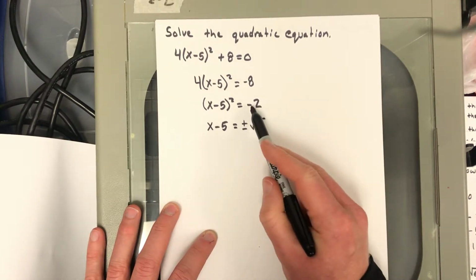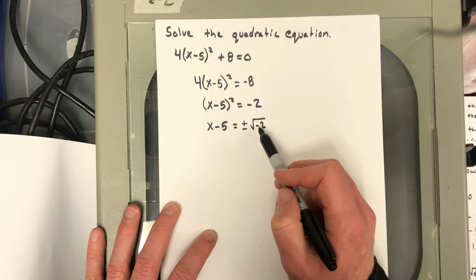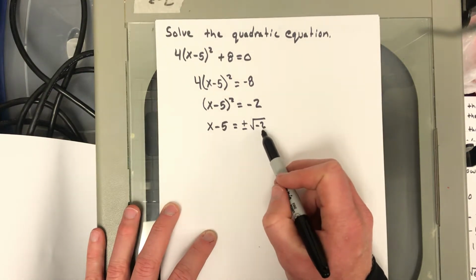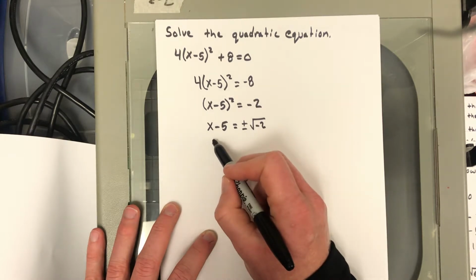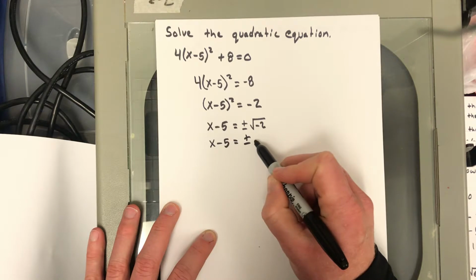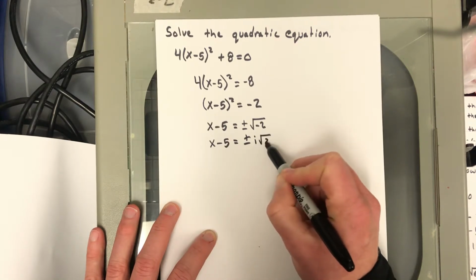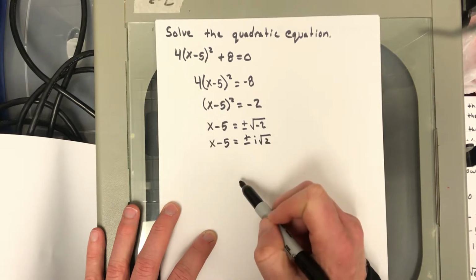So you can see that I end up with the square root of a negative, which is not in the real number system. We're going to get something that's complex. So I'm going to rewrite this as x minus 5 equals plus or minus i square root 2, because I have a negative 1 in there. The square root of negative 1 is i.